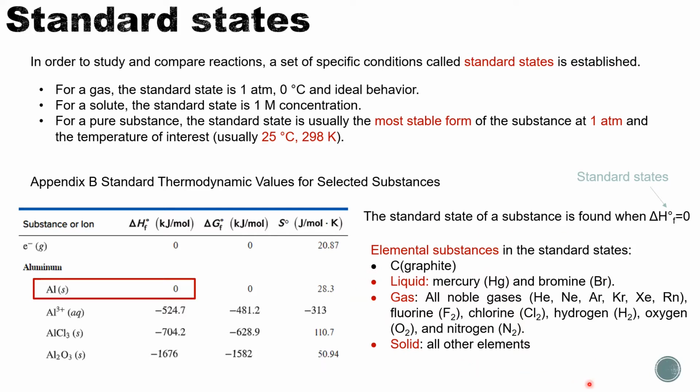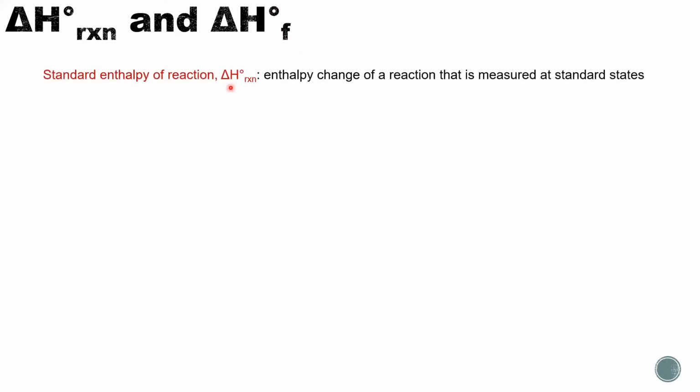All right, now we know what the standard states are, and we can talk about the standard enthalpy of reaction, delta H superscript degree subscript rxn, and the standard enthalpy of formation, delta H superscript degree subscript f. Standard enthalpy of reaction, delta H°rxn, refers to the enthalpy change of a reaction that is measured at standard states. Any type of reaction, as long as it's under standard states, is fine. We can use delta H°rxn to refer to that.